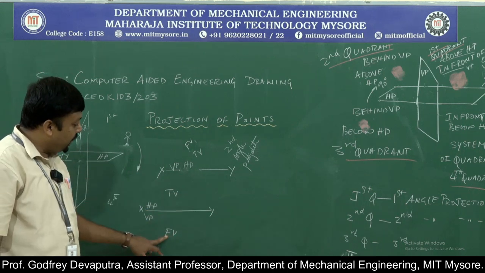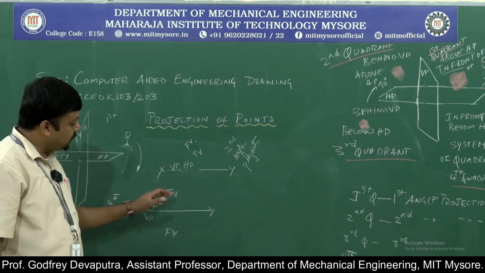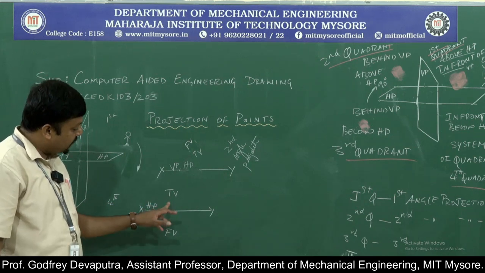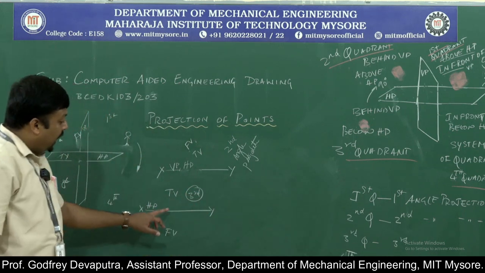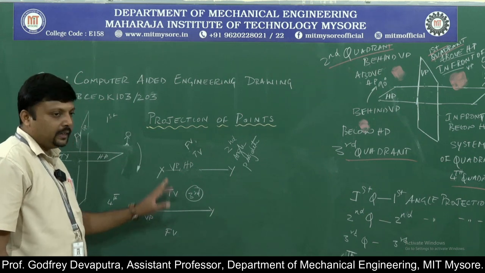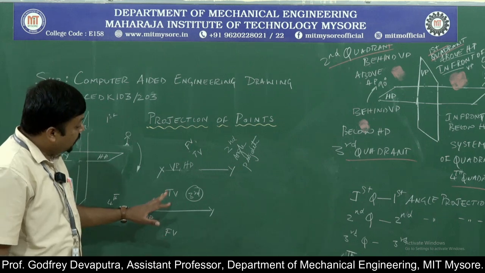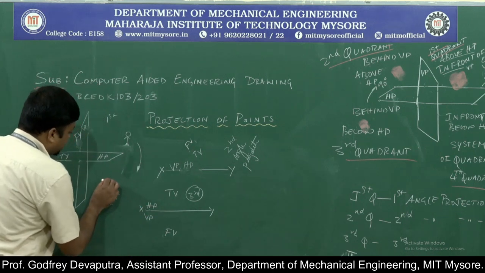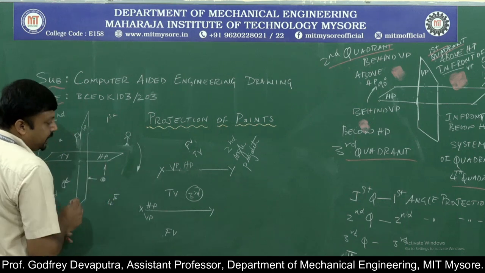In the first angle, we had the VP above the XY line and HP below the XY line, and similarly the views were there. Whereas in the third angle projection, we have the VP below the XY line, HP above the XY line, and the respective views are available on those planes. Now similarly, when I am dealing with an object which is available here, its top view appears here and the front view appears here.